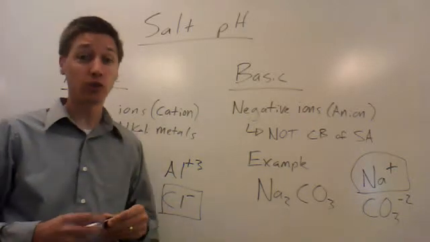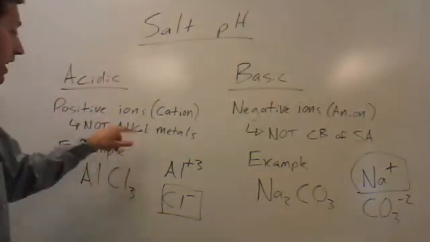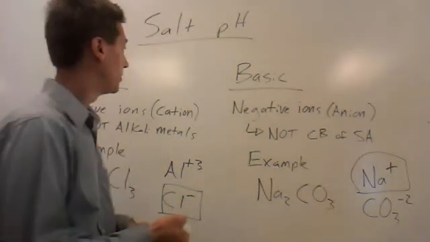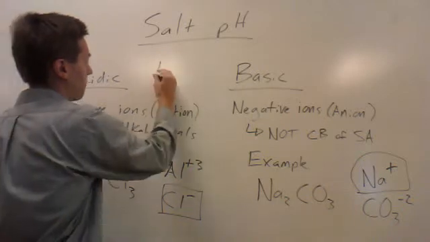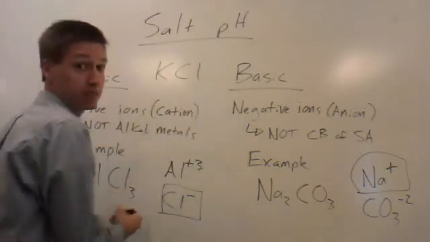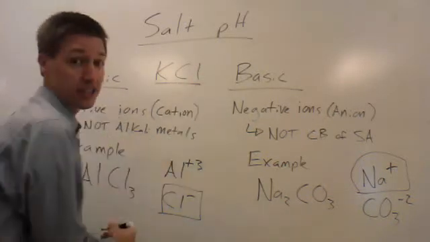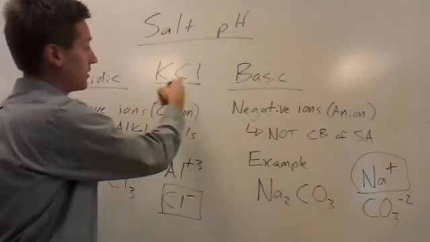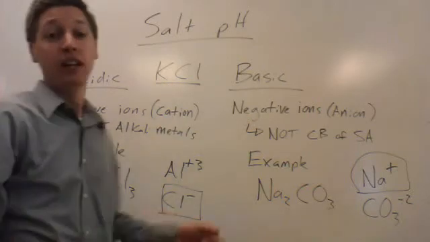Your salt will be neutral if you have an alkali metal and a conjugate base of a strong acid. For example, if we had a salt KCl, this salt here, that's going to be neutral. Why? K is an alkali metal, Cl is a conjugate base of a strong acid. This salt right here put in water is going to be neutral.